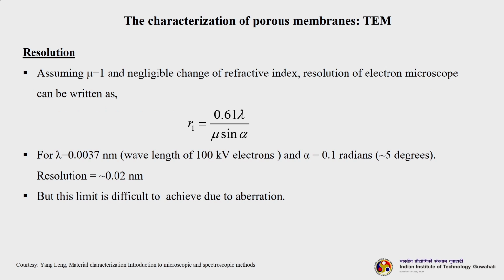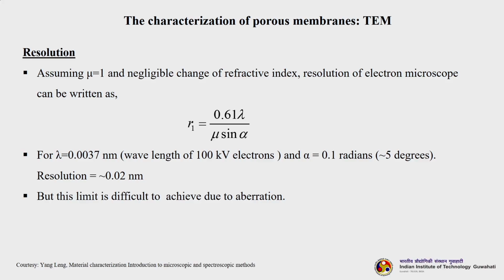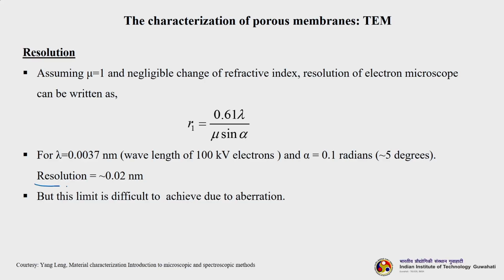Resolution is of very great importance for TEM, because it is this feature which distinguishes it from scanning and other electron microscopy techniques. Assuming mu equals 1 and negligible change of refractive index, the resolution of an electron microscope can be written as R1 equals 0.61 lambda divided by mu sin alpha. Here lambda is 0.0037 nanometer, the wavelength of 100 kilovolt electrons, and alpha equals 0.1 radians, approximately 5 degrees. So, the resolution you will get is 0.02 nanometer, but this limit is difficult to achieve due to aberration.